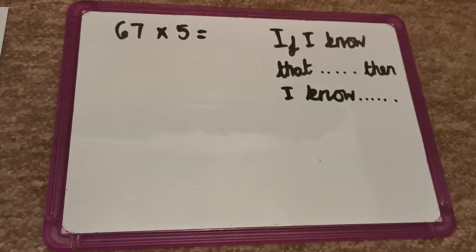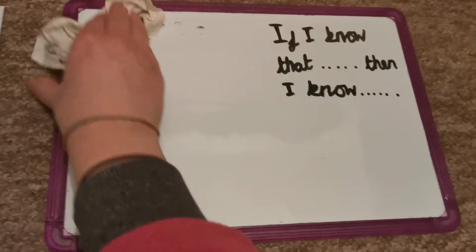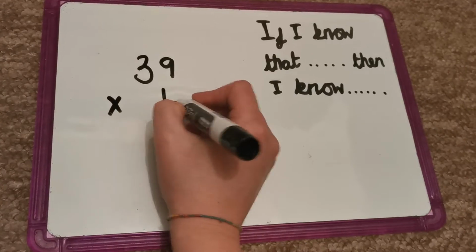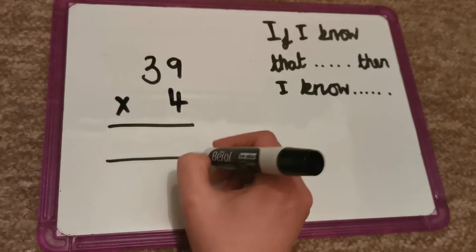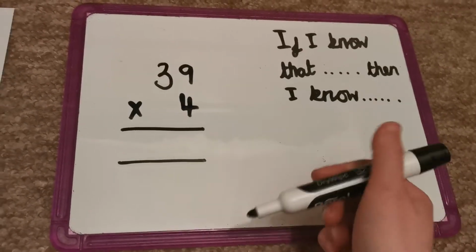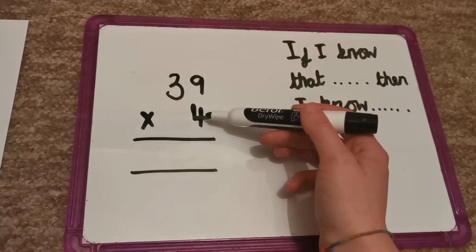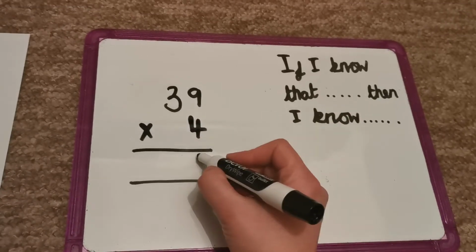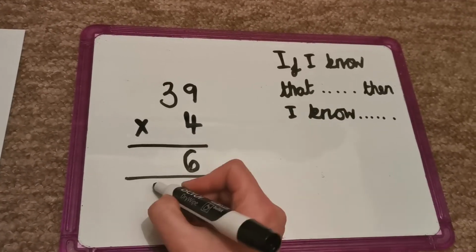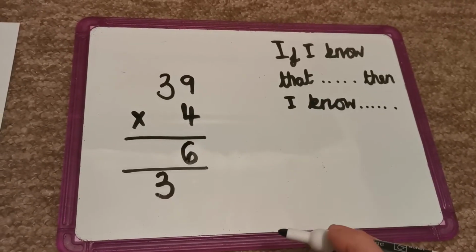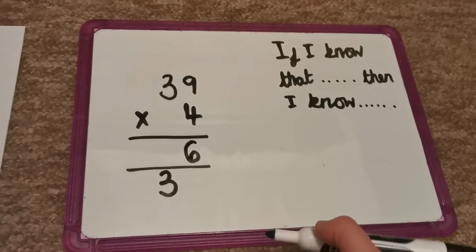Okay, let's look at the next question. So you've got 39 and we're multiplying it by 4. Make sure your ones are all together and your tens are all together, and if you have any hundreds, make sure they're in the correct column too. We're going to start with the ones, so 9 times 4. I know that 10 times 4 is 40, so 4 less than that is 36. So I put 6 in the ones column, and I place my 3 tens under the tens column, because I've had to regroup my ones for tens.